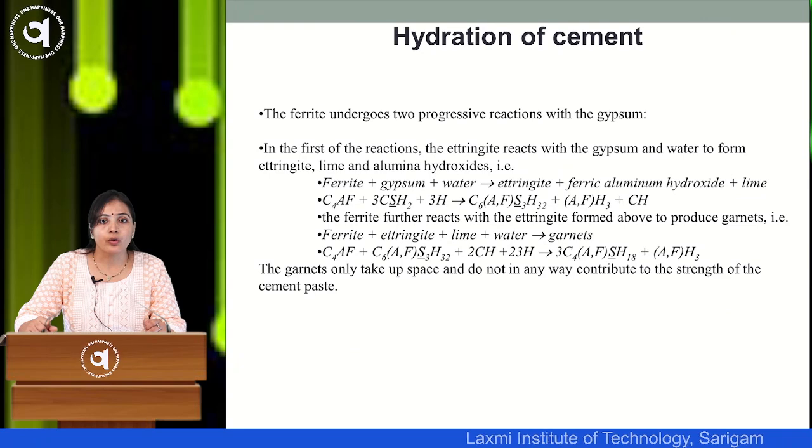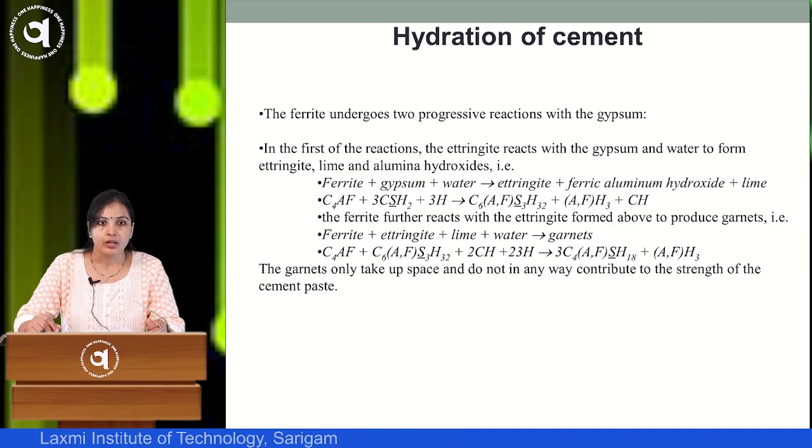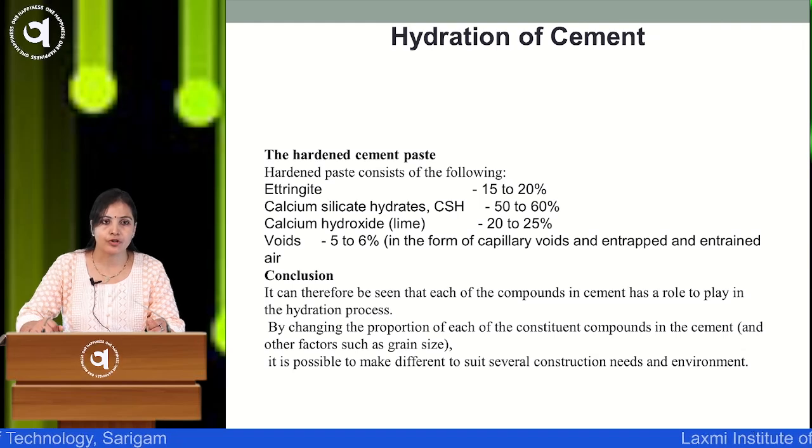The ferrite undergoes two progressive reactions with the gypsum. In the first reaction, the ferrite reacts with the gypsum and water to form ettringite, lime plus aluminum hydroxide; you can see the chemical reaction. The ferrite further reacts with the ettringite formed above to produce garnet: ferrite plus ettringite plus lime plus water gives garnet. The garnets only take up space and do not in any way contribute to the strength of the cement paste.